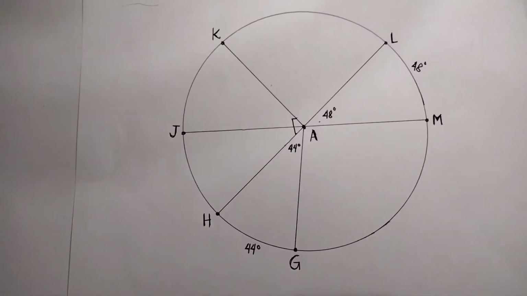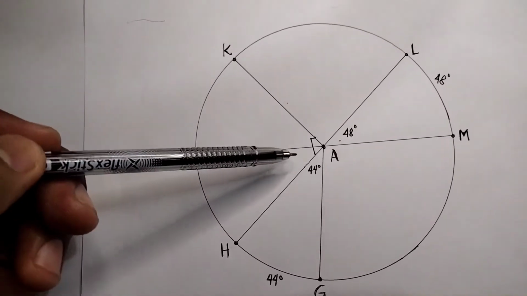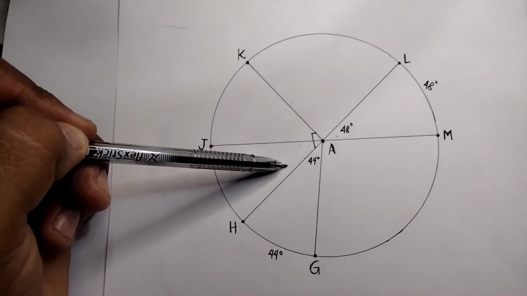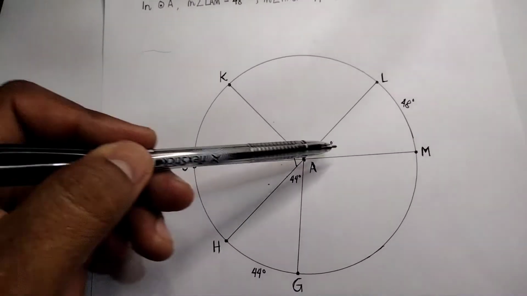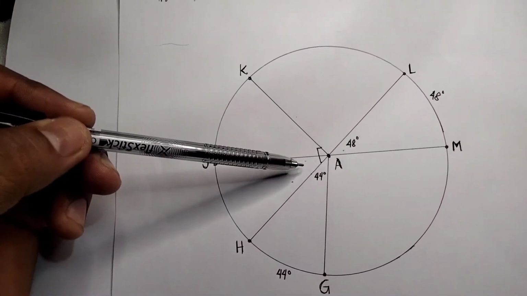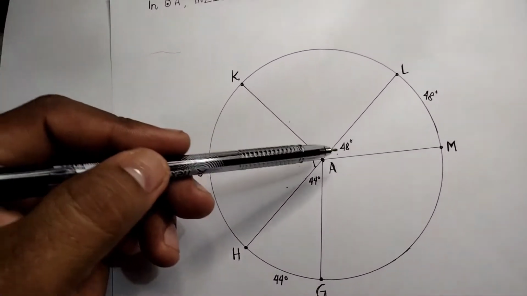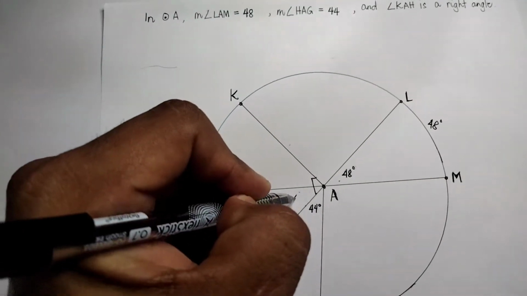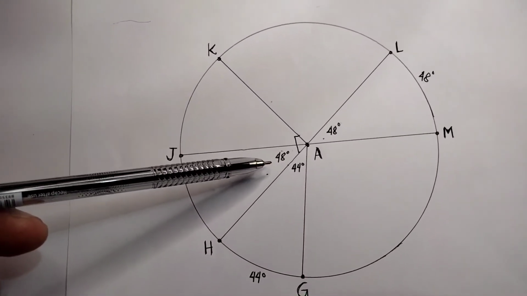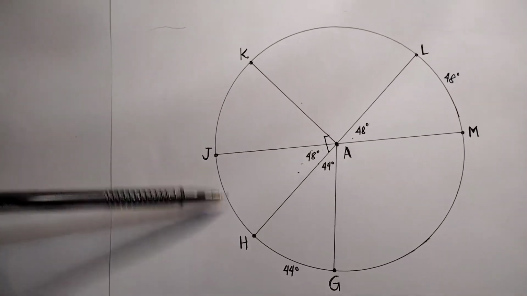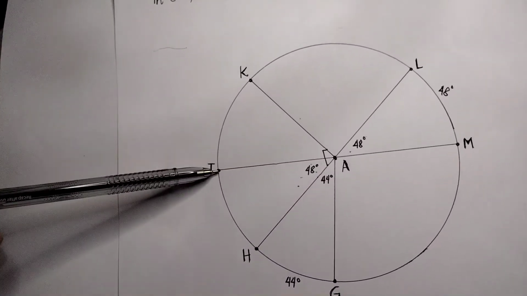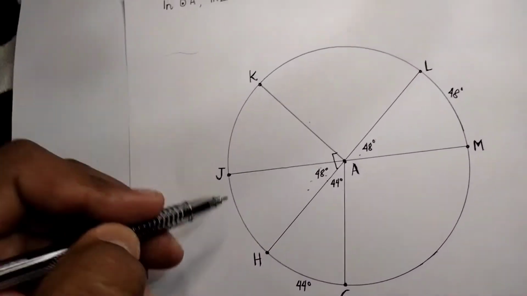What else? What is the measure of angle JAH? We also discussed that vertical angles are congruent. Angle LAM and angle JAH are vertical angles, so if this is 48 degrees, this is also 48 degrees. Its intercepted arc is arc JH. Since angle JAH is also a central angle, the measure of the intercepted arc, arc JH, is also 48.